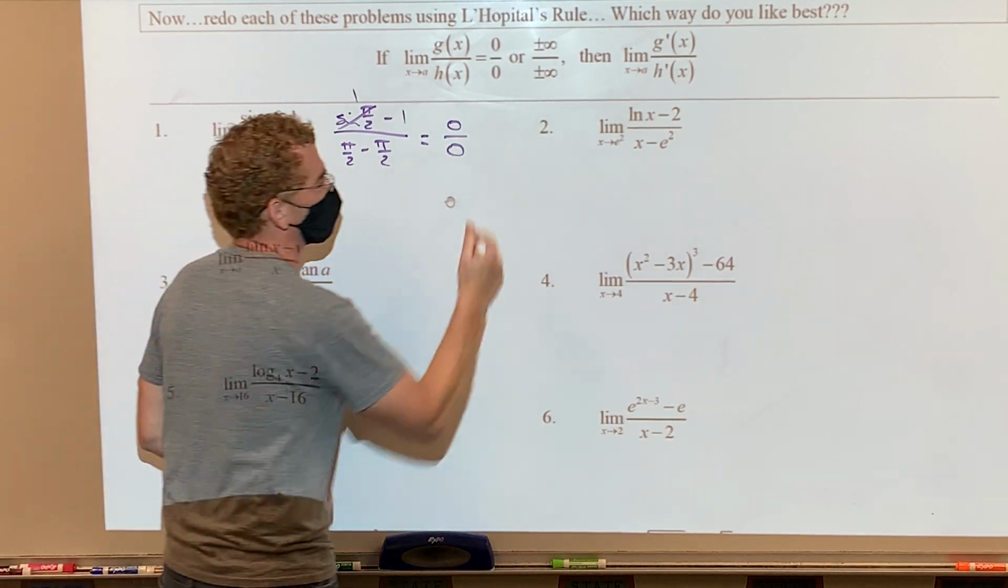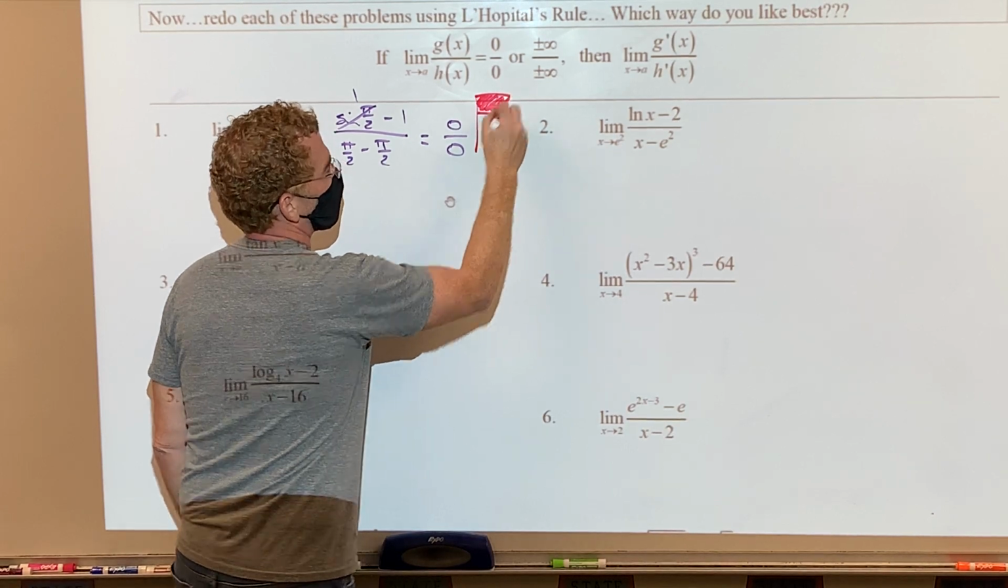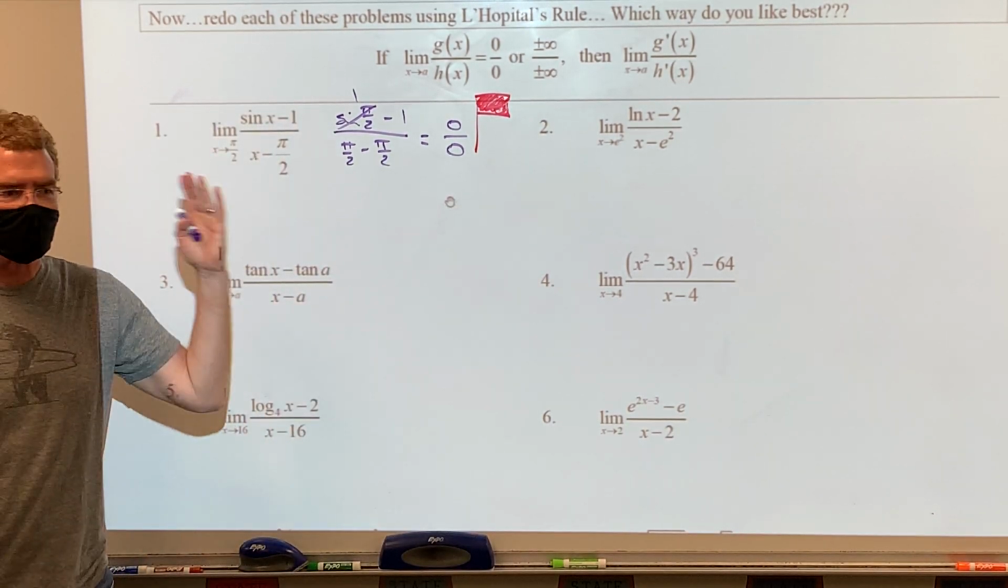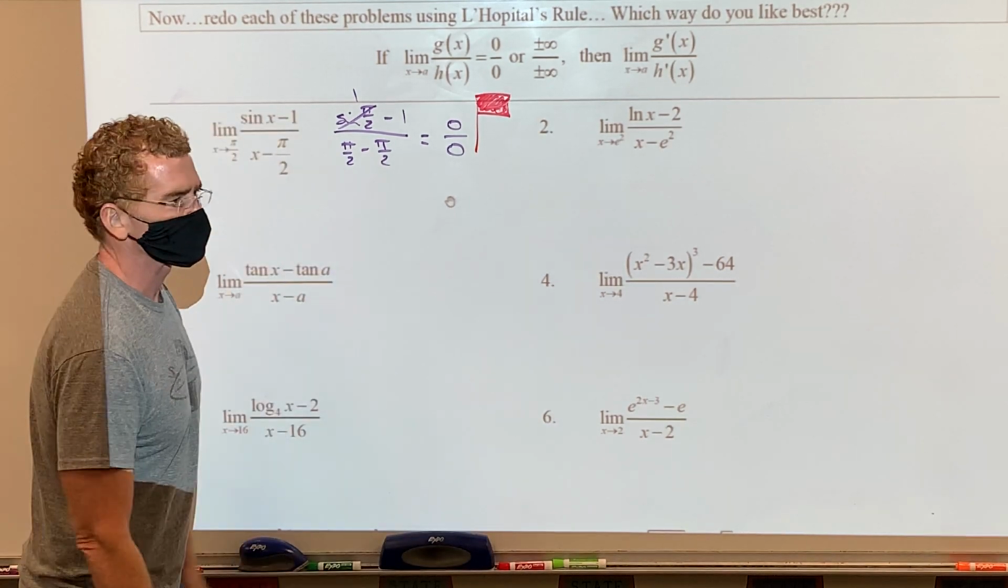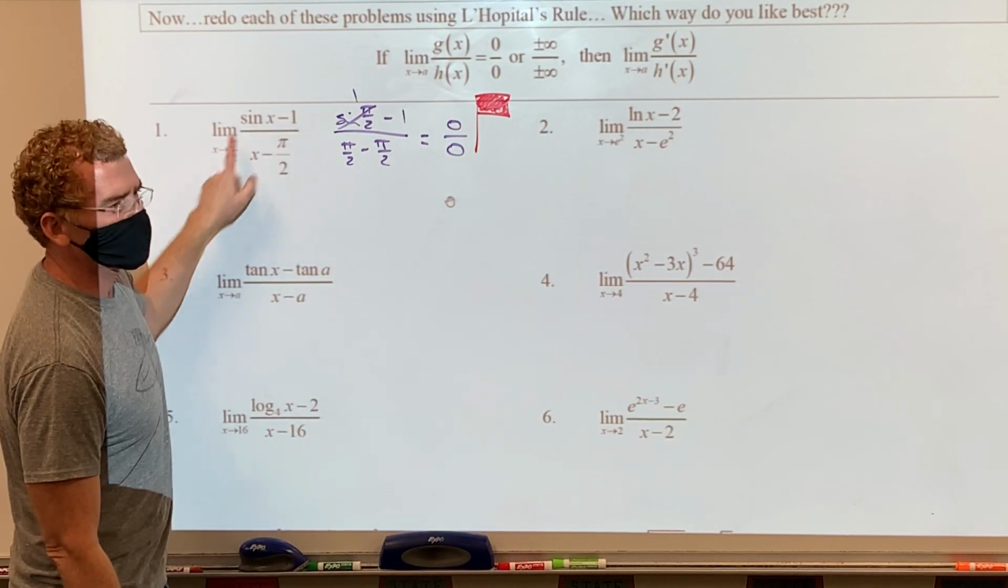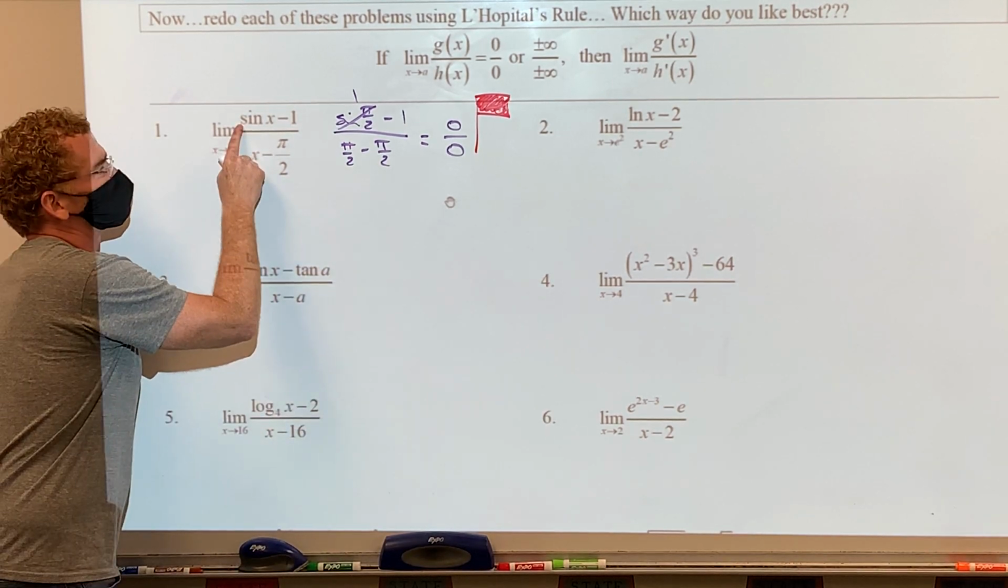That throws up a red flag that I am allowed to use L'Hopital's rule. And what does L'Hopital's rule tell me to do? Derivative of the top over the derivative of the bottom. So let's slowly walk through this. What is the derivative of sine of x?